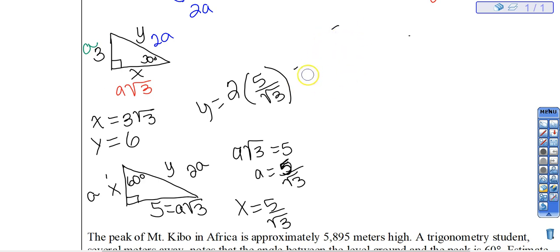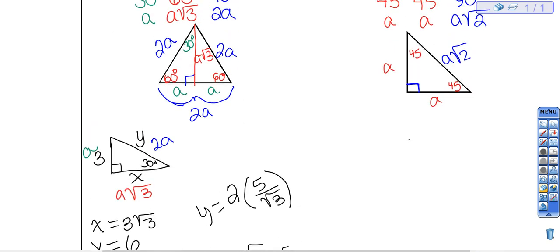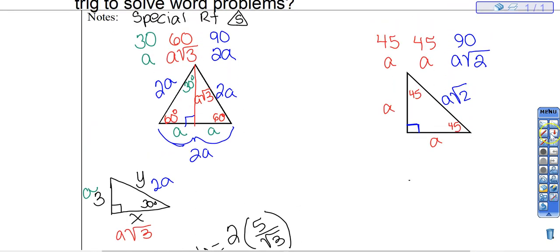That's a little bit messy. I should have answered that question a little bit better. X equals 5 over square root of 3. Y equals 10 over square root of 3. Write it down nice and neat on your note page. Okay, so there's the relationship for the 45, 45, 90.